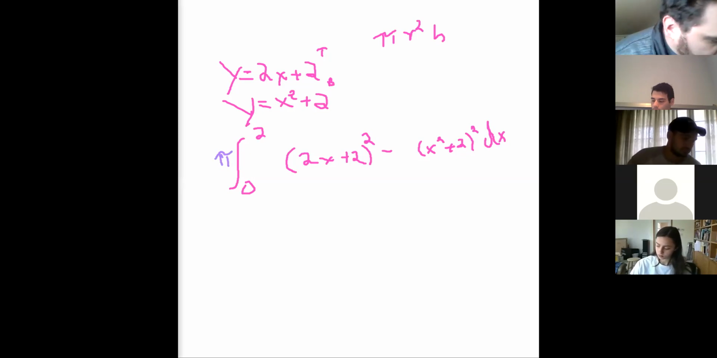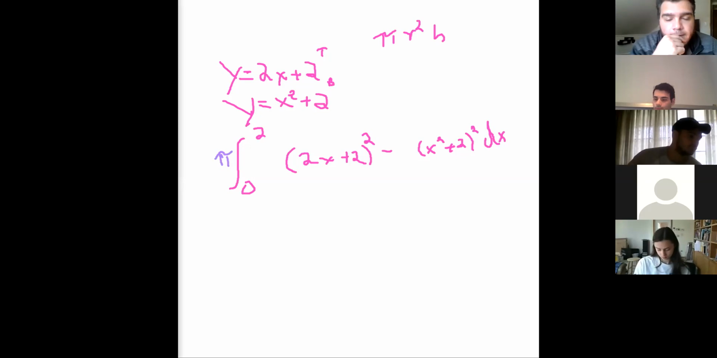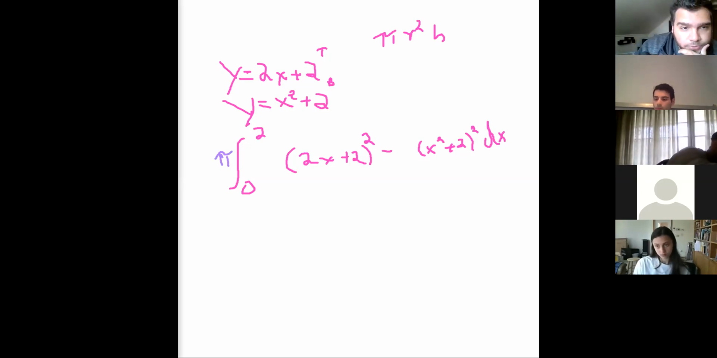Okay. So we're going to the next one. So the next one is we're not rotating around the x-axis anymore, which makes our radius a little different.